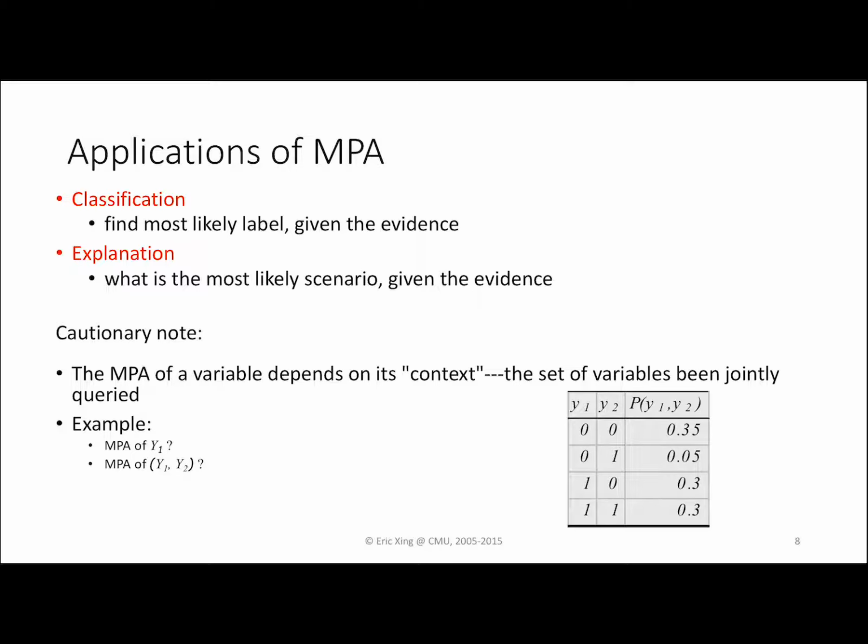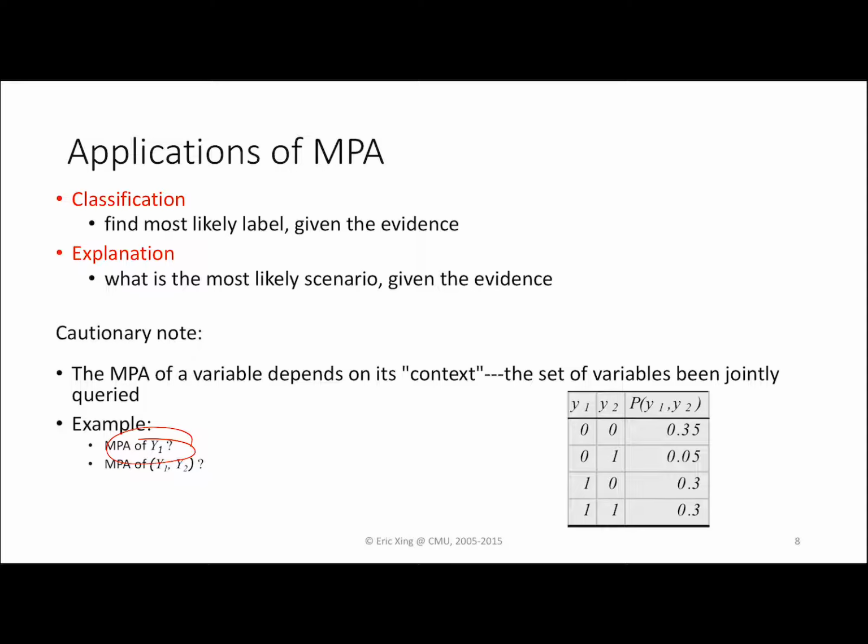So here is an example that I'm giving you. If I ask you what is the MAP assignment for Y1, what would you answer? Given this, let's say it's the joint probability distribution of Y1 and Y2. What is the answer to this question? How should I approach? Shouldn't you condition it first on something? Well, this is my question.